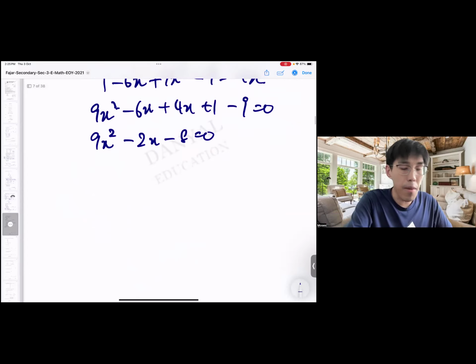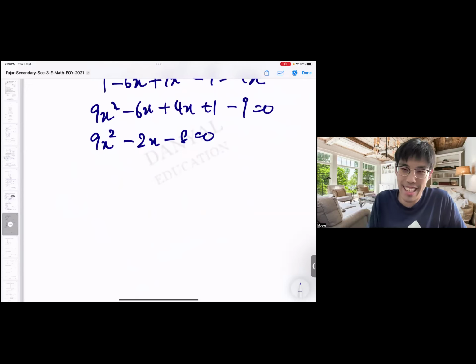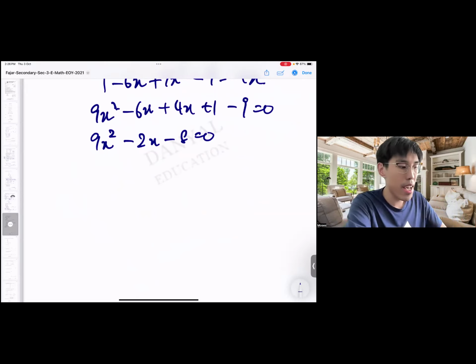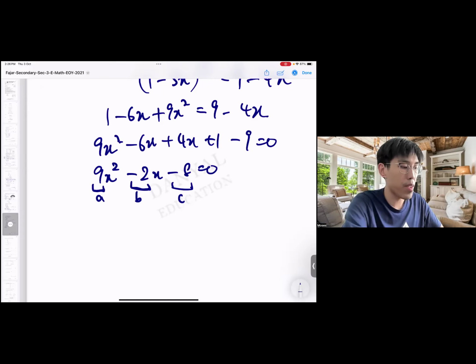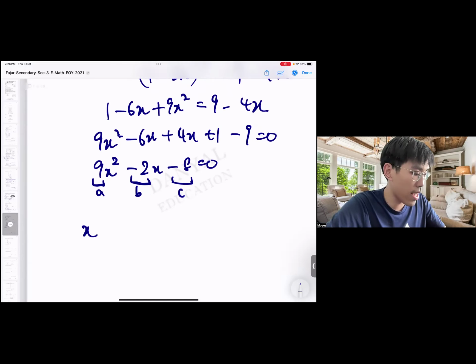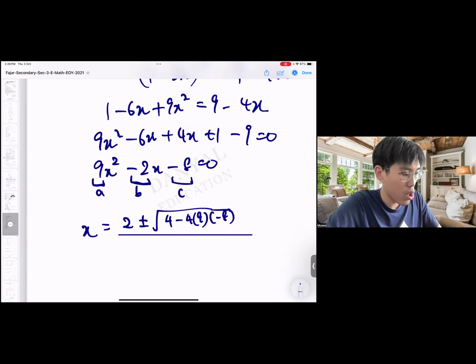Okay, so from here, no choice. You cannot just key into the calculator and get the answer. I know you can ability-wise, but you must show the quadratic formula. Otherwise, 5 marks won't be so easy. So you must use the quadratic formula and apply it in. A is my 9, B is my -2, C is my -8. So just need to take note what's going on here. So 9, -2, -8. Sub into the quadratic formula. So x equals to 2 plus minus square root of b squared minus 4ac over 2a.